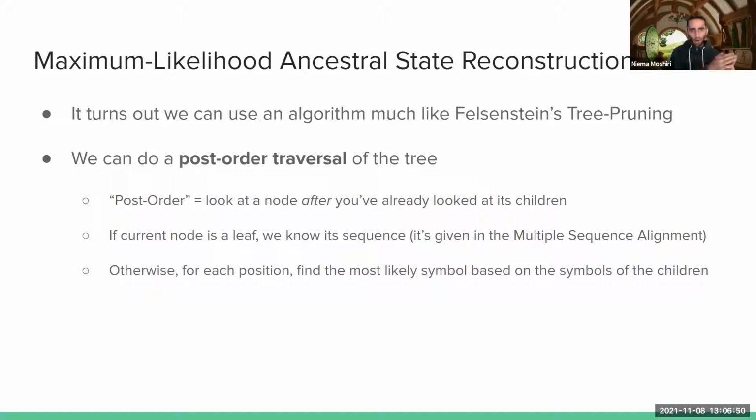So for example, if all of my children had an A in the first position, but most of them had a C in the second position, and almost all of them had a G in the third position, I would use those models of evolution to figure out the likelihood of having an A, C, G, or T in every single position of my tree, and then just take whichever one has the highest likelihood. There's a question: can I define a node again?